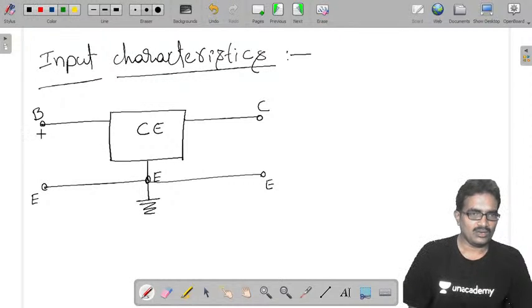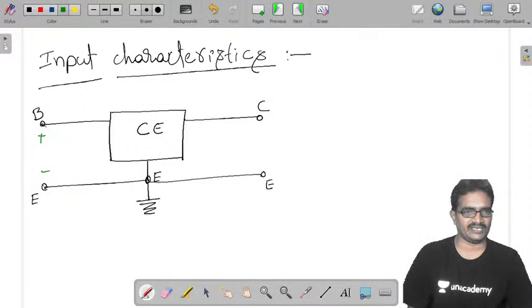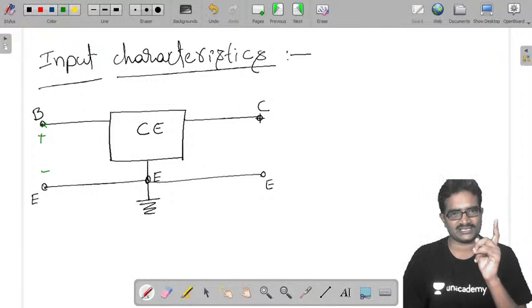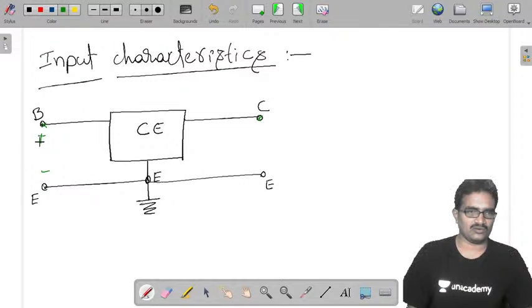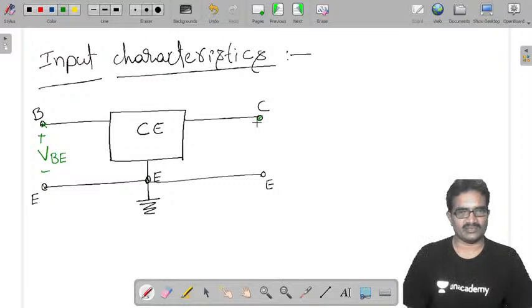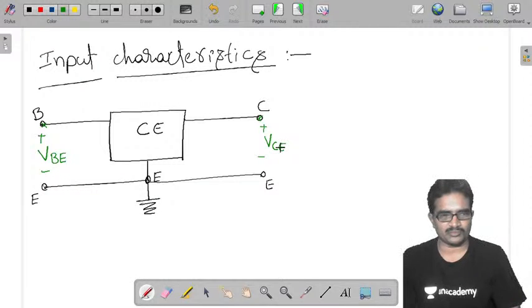Now, there is a voltage between input terminals, base to emitter. Base is the main terminal. So input terminal is base, output terminal is collector. Emitter is common terminal. Now there is a voltage at input side, that is VBE, because base is the main terminal, emitter is common terminal. Similarly, there is a voltage at output, that is VCE. VCE is the output voltage.